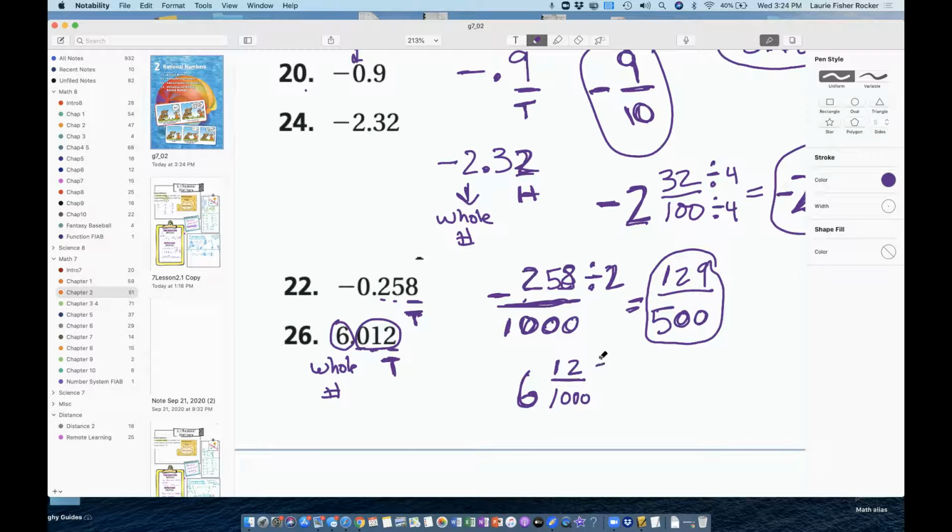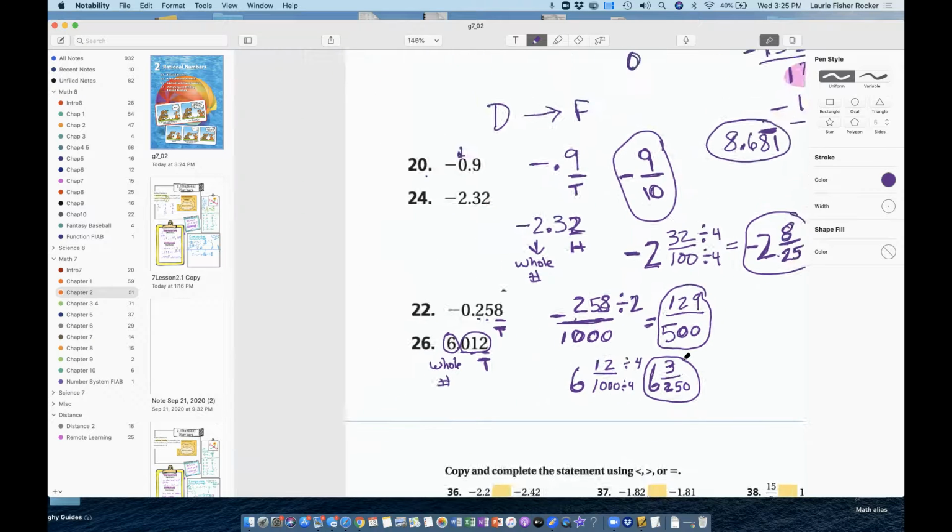So again, let's go ahead and divide by 4. 12 divided by 4 is 3. So I've got 6, don't forget about that, and 12 divided by 4 is 3, and 1,000 divided by 4 is 250. So 6 and 3 over 250, and that is it. That would be most simple. And so you put that in.